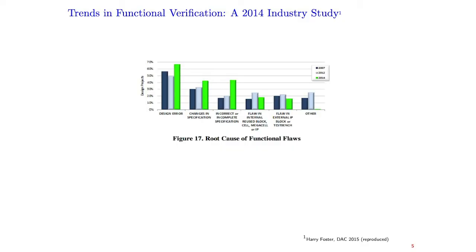So an alternative to this is what I'm going to propose. But the problem with this methodology was also highlighted by one of the surveys. It's a little old, 2014, but that's the latest I could find that was published in some sense. And the things to note are the second and the third one, which are changes in specification or incorrect specification. So these were the root cause of the functional flaws, and they account for about 40% of the flaws.